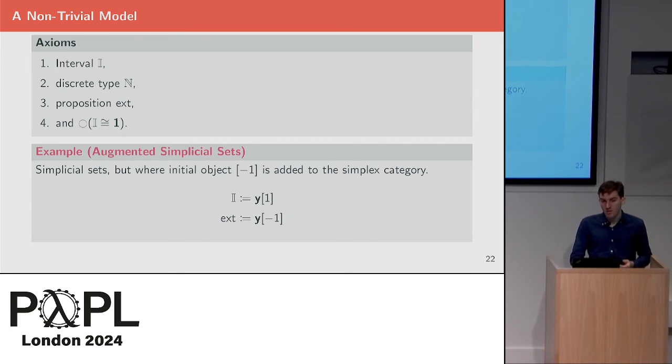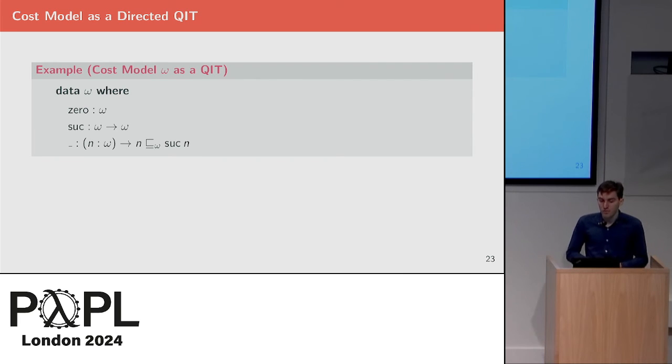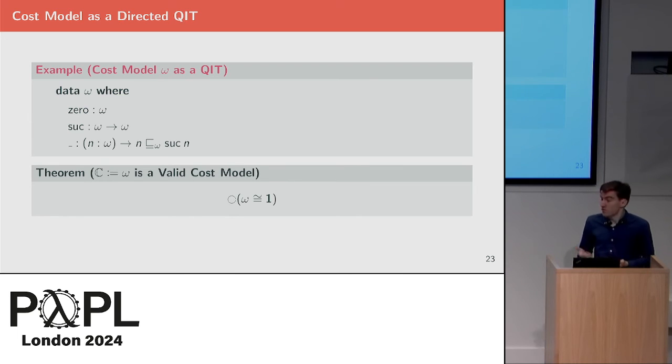So now if we wanted a cost model like we had earlier with the natural numbers, we can define it as a directed QIT, where you have this type omega that has, for the natural numbers, 0 and successor constructors, but you have this directed condition guaranteeing you that n is less than or equal to successor of n. And to make sure this is a valid cost model, you check that extensionally this is trivial.